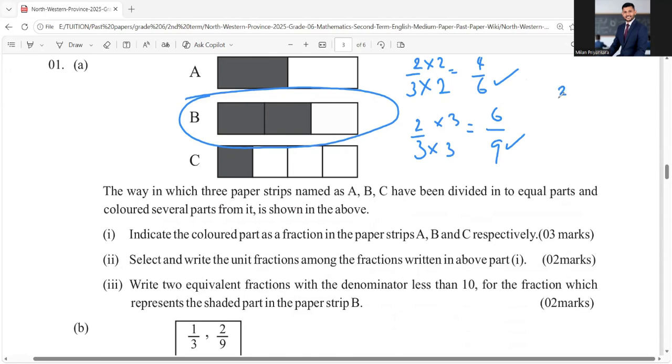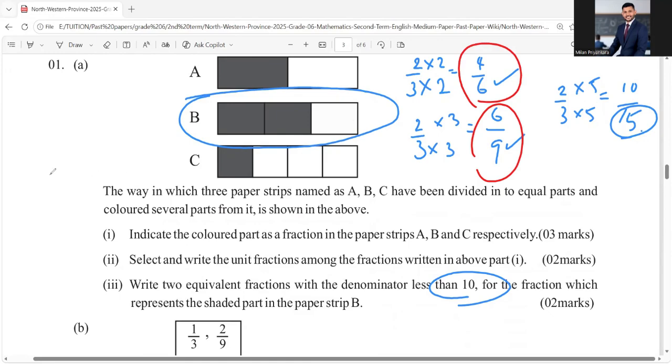If you multiply by 5 and 5, then you get 10 over 15. This is also an equal fraction equal to 2 over 3, but you cannot take this answer because they tell you the denominator should be less than 10. Here the denominator is 15. Therefore, you cannot take that as an answer. You can take only these 2, the 4 over 6 and the 6 over 9. These are the answers. Okay.